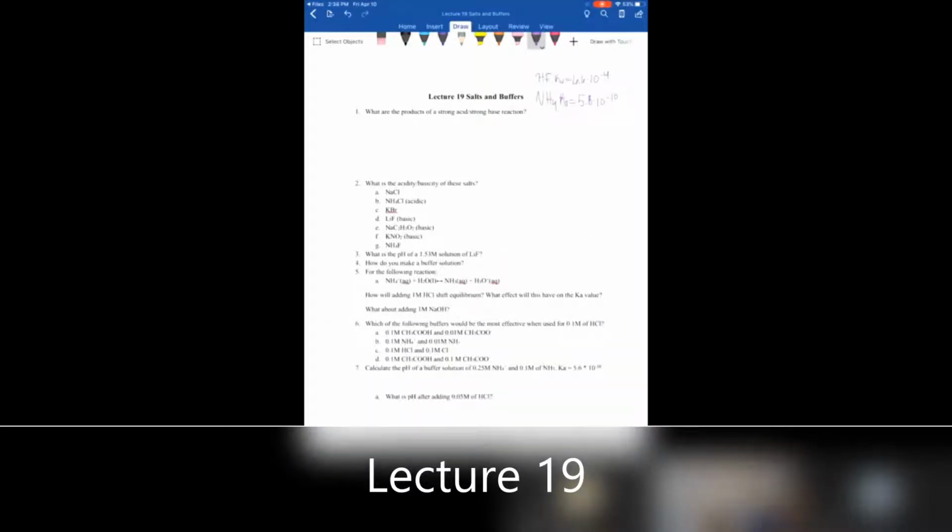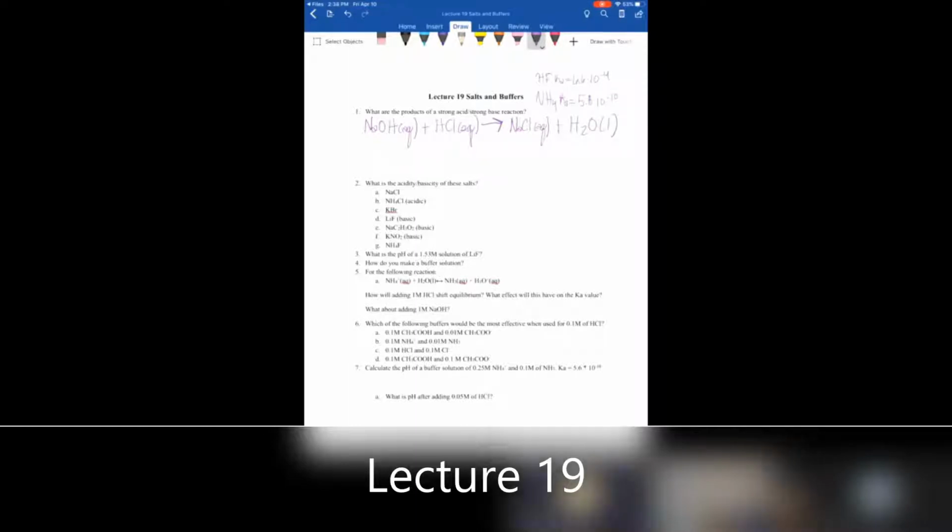So, the most common one that they like to do is NaOH aqueous plus HCl. And it's a reaction arrow because it's not at equilibrium. It's just going to completely react. And it's going to form NaCl in water.